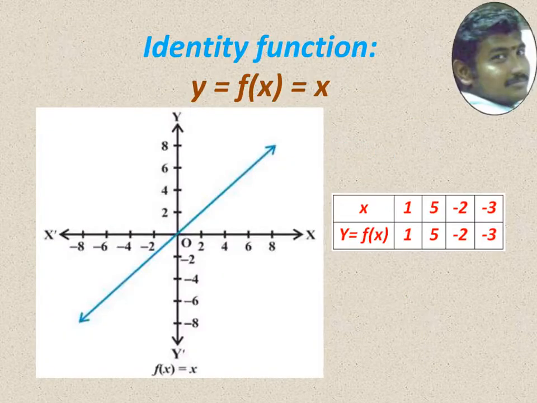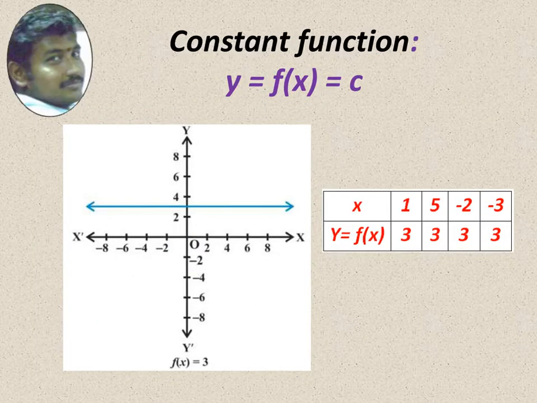Okay, look at the identity function. We will see now types of functions. This is the identity function. When y equals x, we get a graph like this. When the x value and y value are the same, we get the identity function. When the y value is always constant while the x values are different, then this is a constant function.